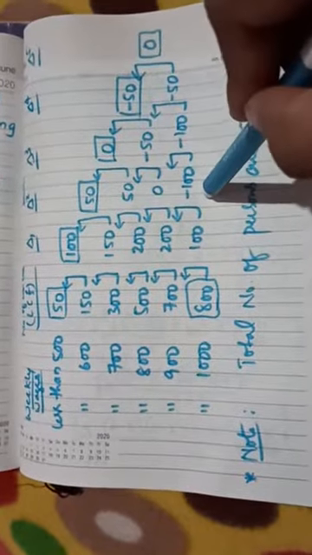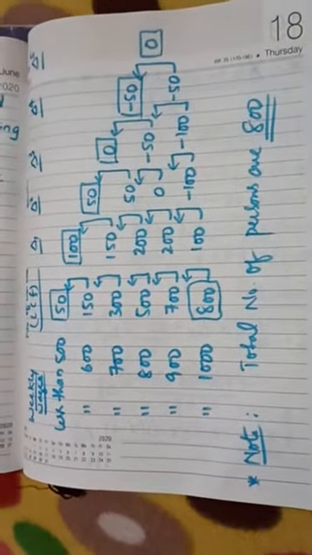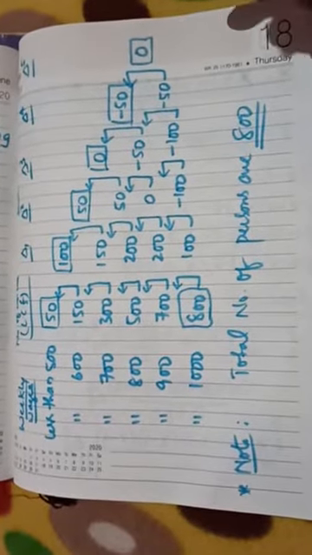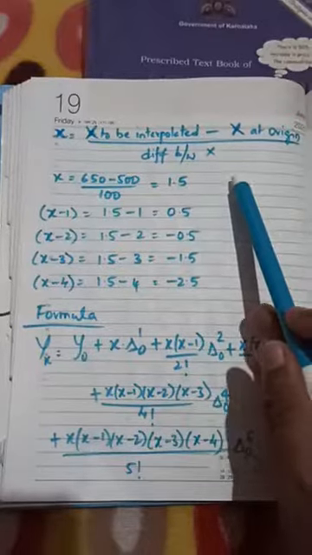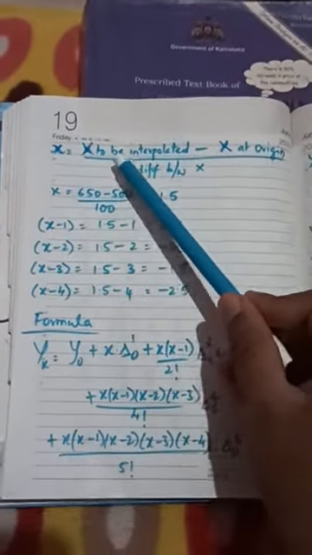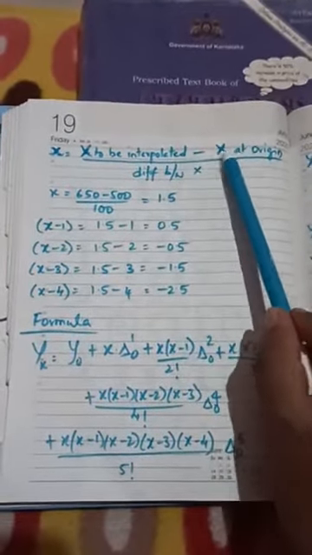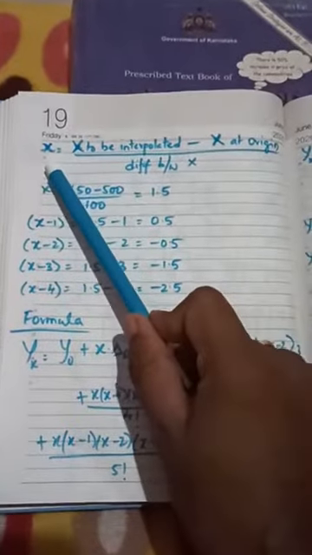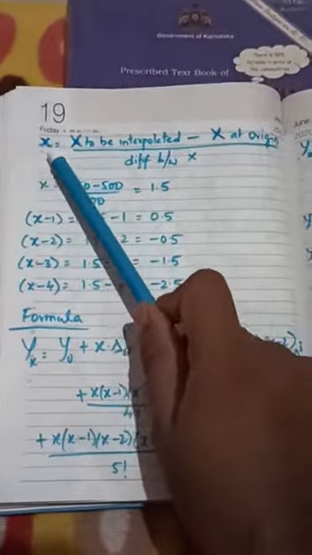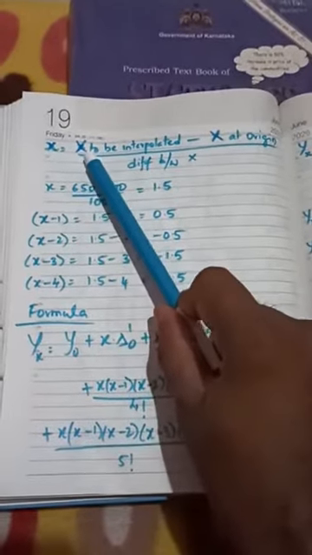Leading difference table we calculated. Now according to the formula we need to calculate x and then substitute in the formula. First x should be calculated: X which is to be interpolated minus x at origin. Here it is small x and here it is capital X. There is a lot of difference, so make sure that you write small x here and capital X there.